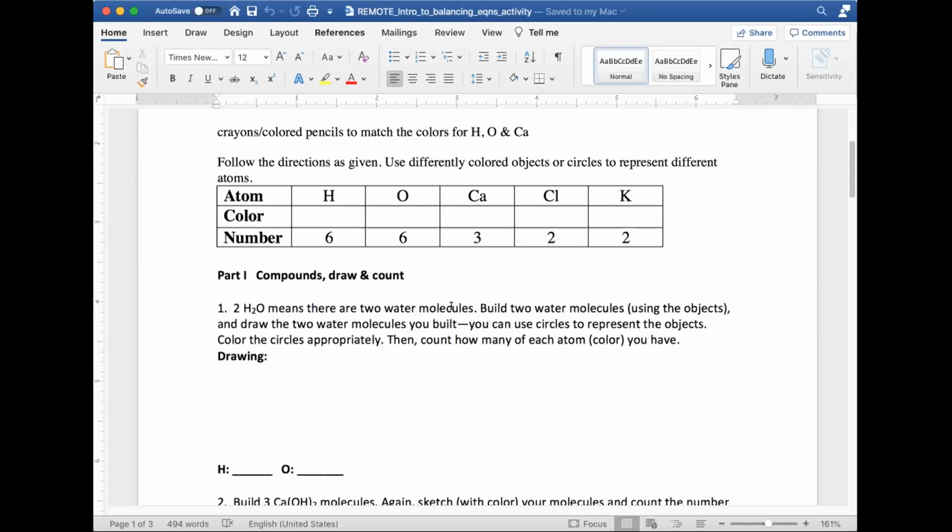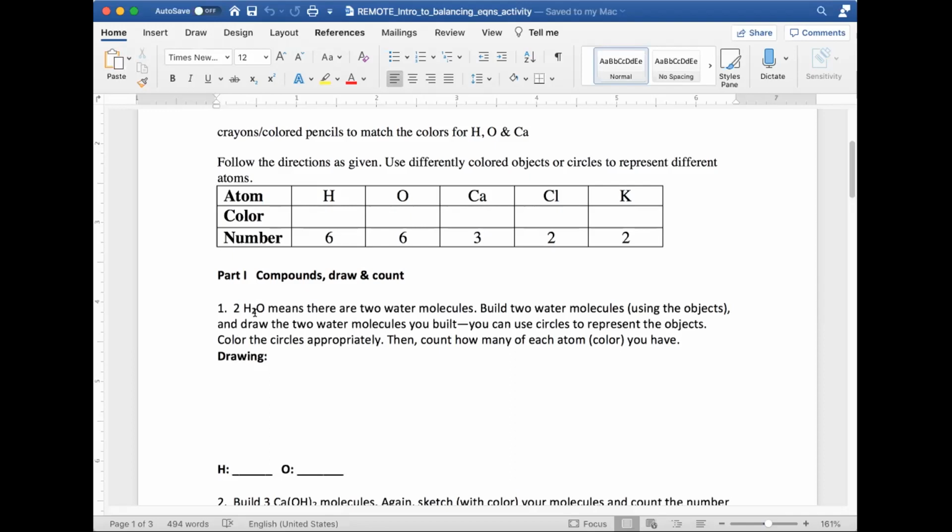2H2O means there are 2 water molecules. So if you're going to build 2 water molecules, you can draw little circles to represent them. If you called hydrogen red and oxygen orange, your water molecule will be 2 red circles and an orange circle. But because it's 2H2O, there are 2 molecules of water. So you have red with 2 circles here, and another red with 2 circles over here, and then an orange for the 1 oxygen and an orange for the other 1 oxygen.